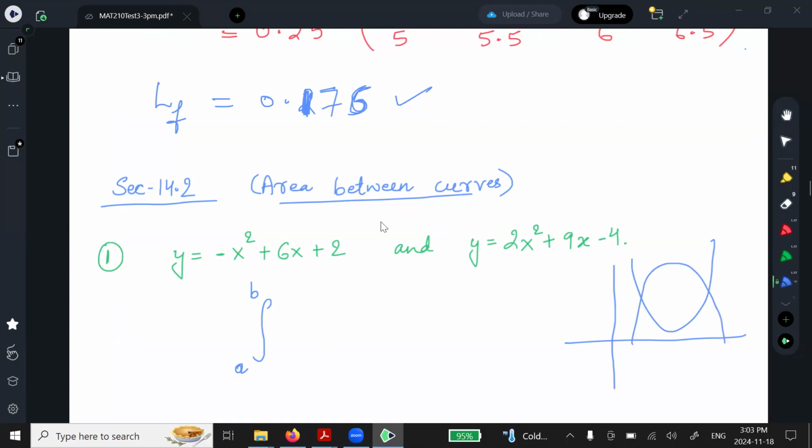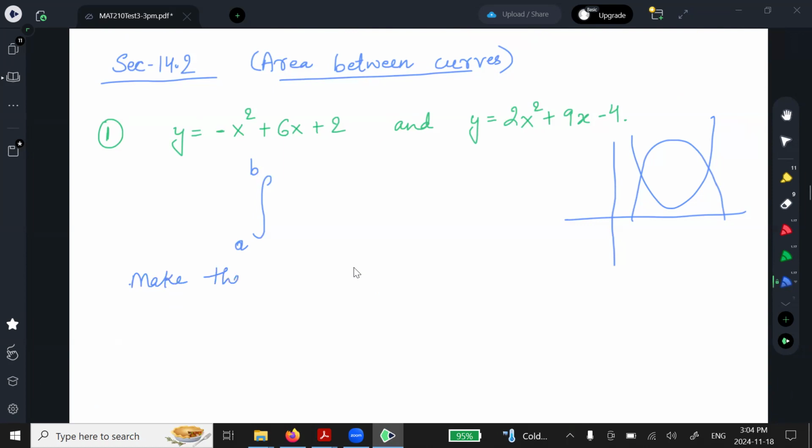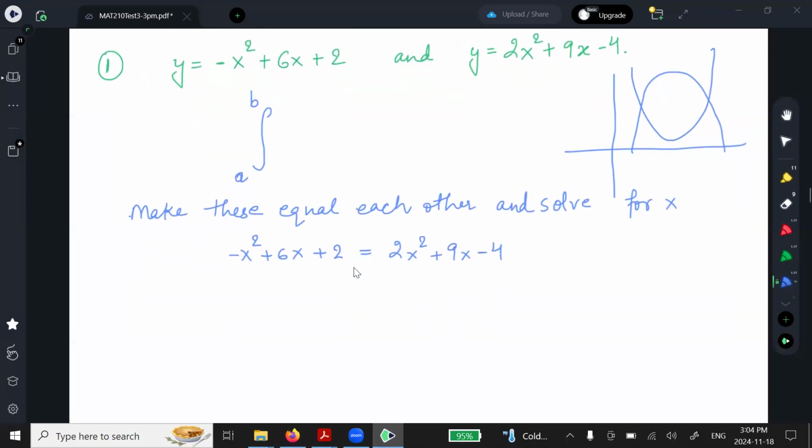How do I solve for the intersection points? I equate both curves. Make these 2 equal to each other and solve for x. And you will need 2 points, right? Because I need 2 endpoints. Solve for x. So I have negative x squared plus 6x plus 2 equals 2x squared plus 9x minus 4. And I want to find the values of x.